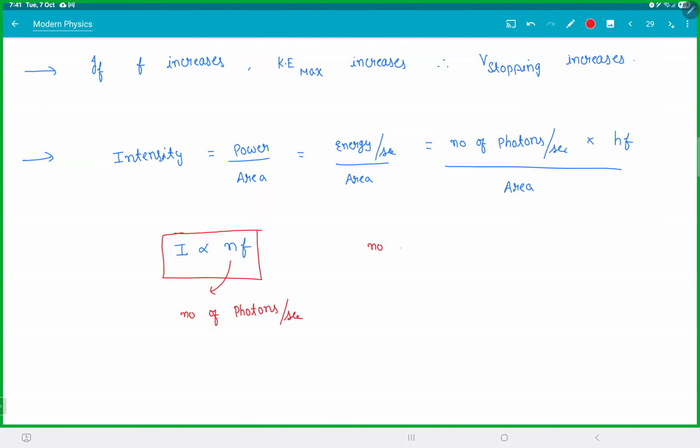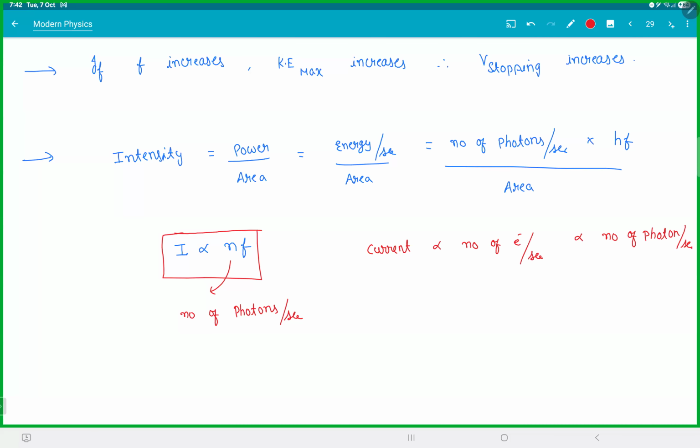And how many electrons you emit will depend on, so the current is proportional to number of electrons per second. Number of electrons per second into charge will give you current. And number of electrons per second is proportional to number of photons. If you have more photons per second, you get more electrons, therefore you get more current. Now the mistake here people do is they think if intensity increases, current increases.